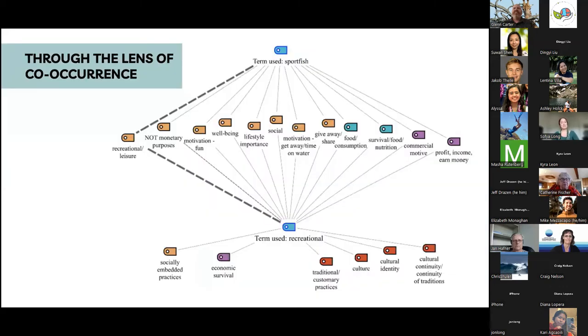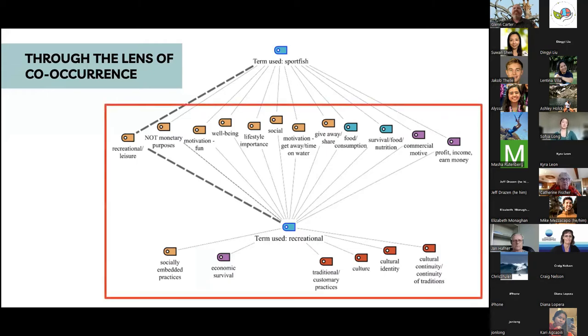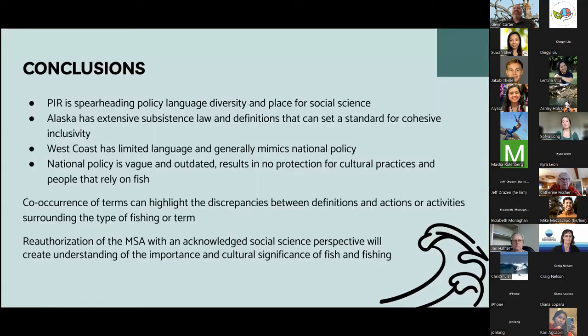That is when I will refer us back to this figure that we looked at earlier, except now just focusing on the terms surrounding recreational fishing. Commercial motive, food consumption, well-being, economic survival, cultural identity: all of these things are being discussed within the context of recreational fishing, but they are not being reflected in the definition. So this is hopefully a tool that we can use to apply to possible updating of these terms in the Magnuson-Stevens Act and other fishery policy around the country.